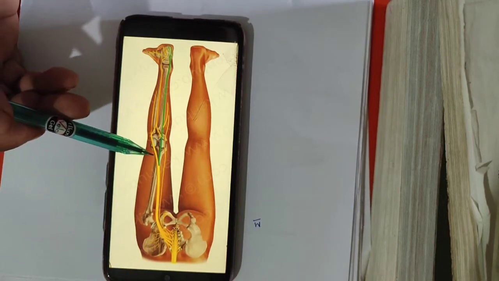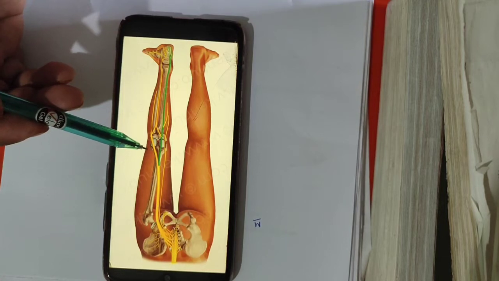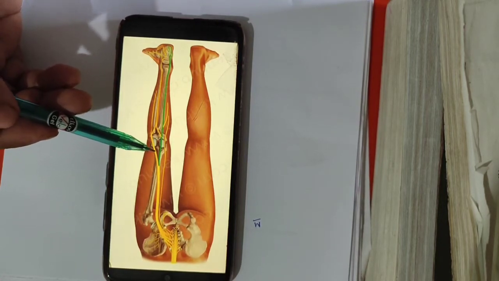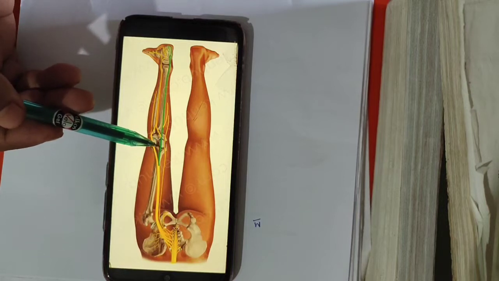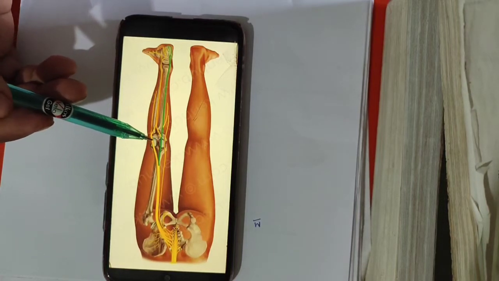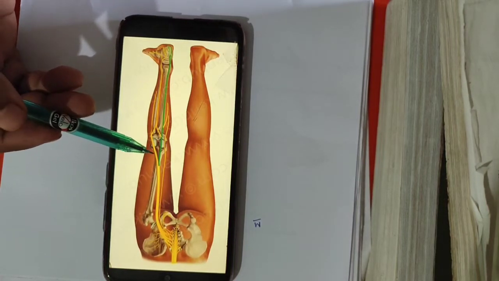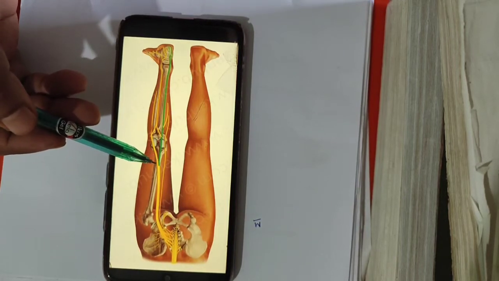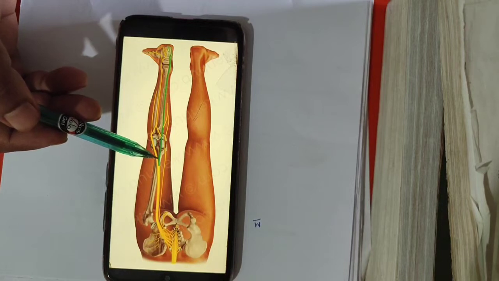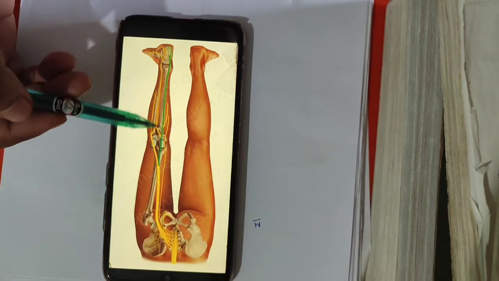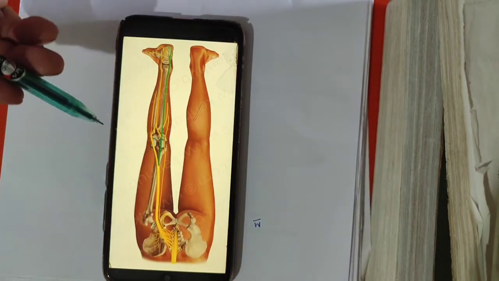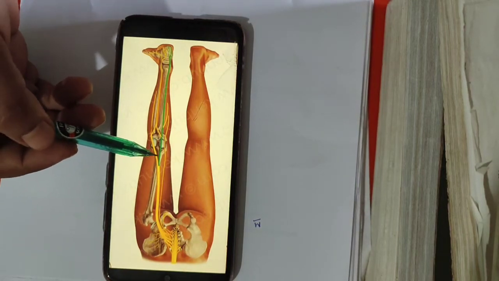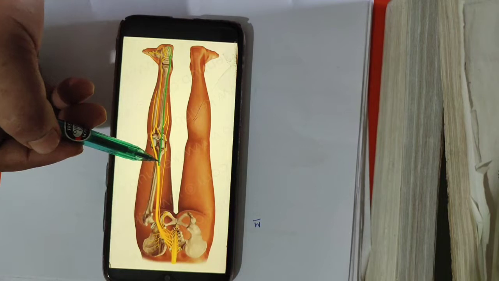I have already discussed the popliteal fossa. We all know that the popliteal fossa is situated in the posterior compartment of the leg, and it is a diamond shaped space. Above the superior angle, the sciatic nerve divides into two parts, one tibial, another common peroneal. Today I will discuss only the tibial part.